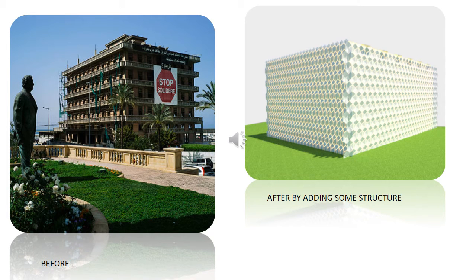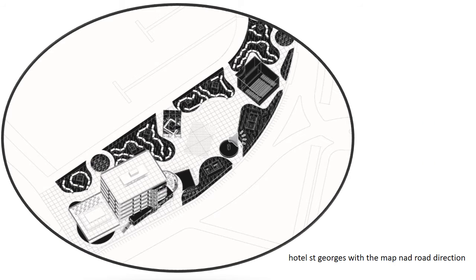Here we go. After the structures, we can see our hotel before the restoration and after we chose the shading systems to cover the whole hotel, after adding some structures. Here we see the St. George Hotel with the map and the road direction of the hotel.